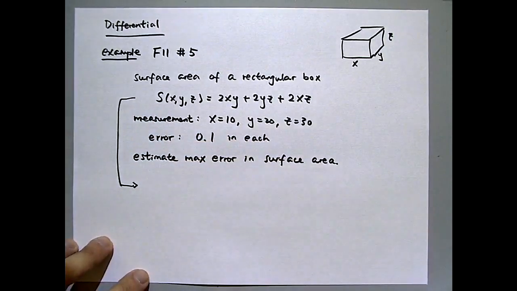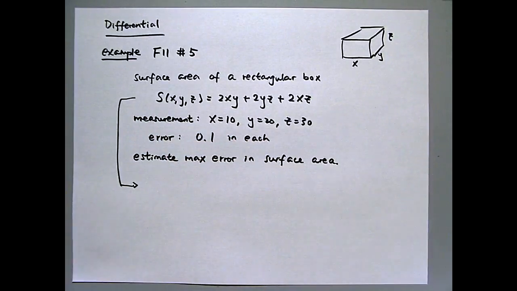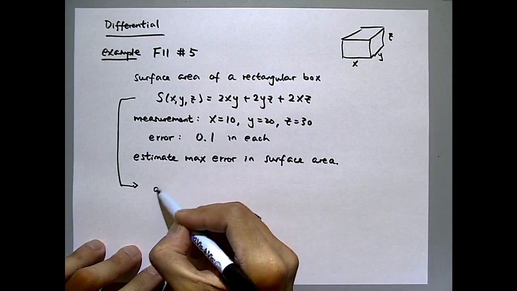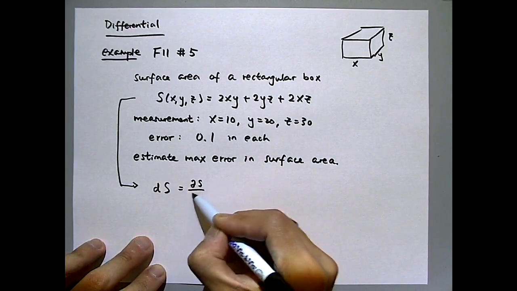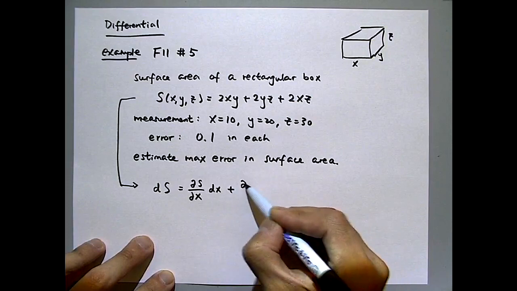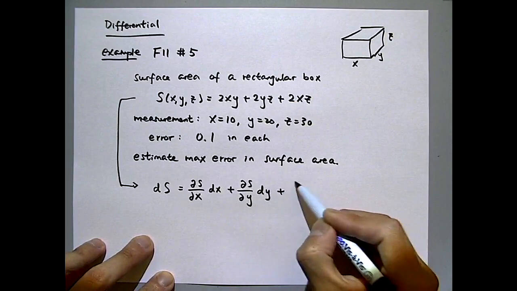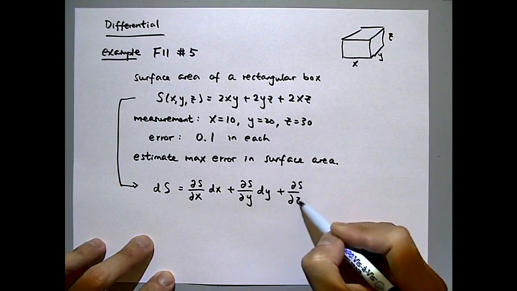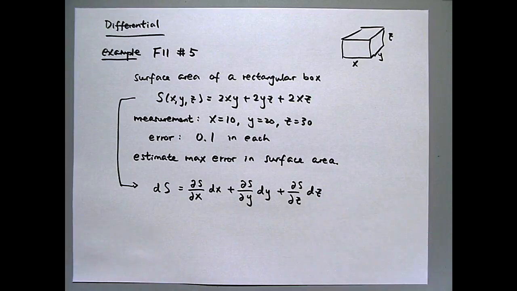The differential, in most of the examples we did with 2 variables. With 3 variables, the same thing. dS is the partial derivative of S with respect to x times dx, plus partial S partial y, times dy, plus partial S partial z, times dz. That's the differential, which is closely related to the tangent plane.